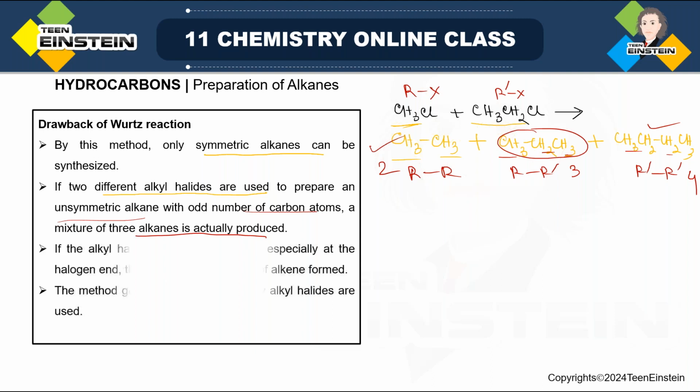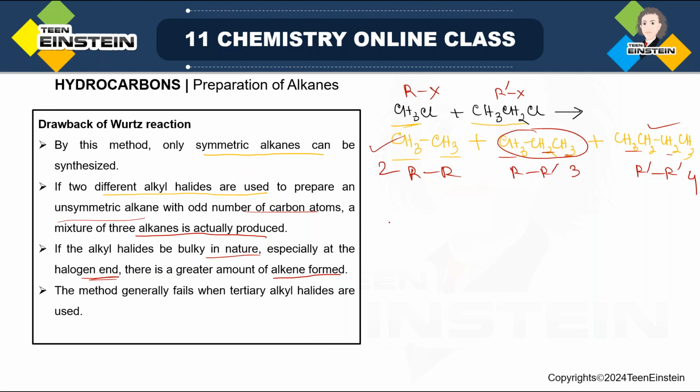That is, unsymmetrical alkanes. If the alkyl halides are bulky in nature, especially at the halogen end, that is, the carbon with which the halogen is attached, if there is some branching or it is bulky, a greater amount of alkene is produced. But we are not trying to prepare alkene. Our purpose is to make alkane. If alkene is produced, that will be a wastage of the starting material. But why, with alkyl halides of bulky nature, especially at the halogen end, are we facing this problem?